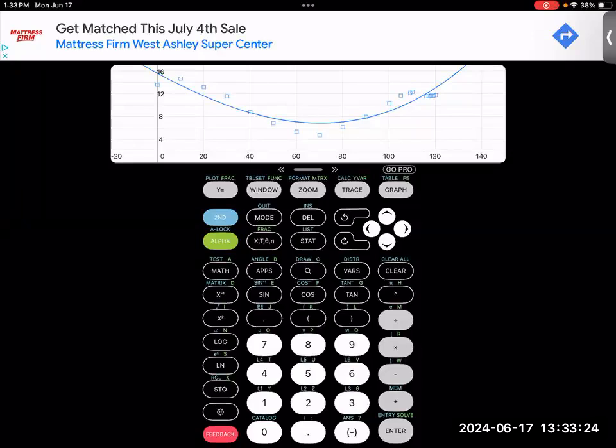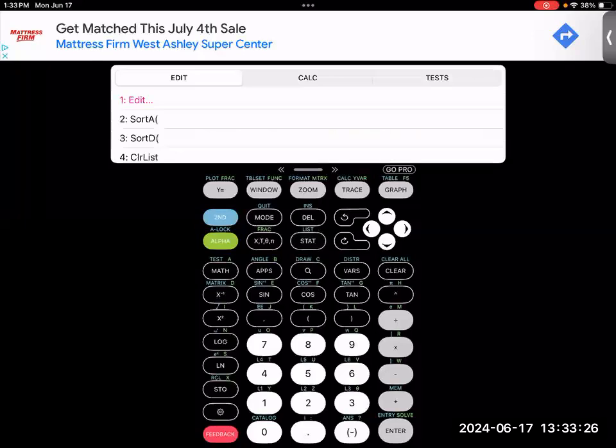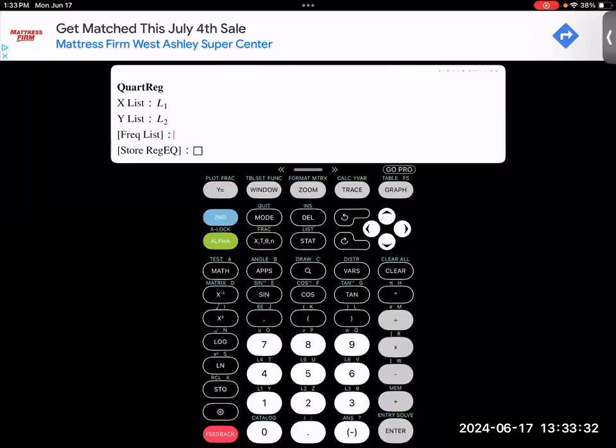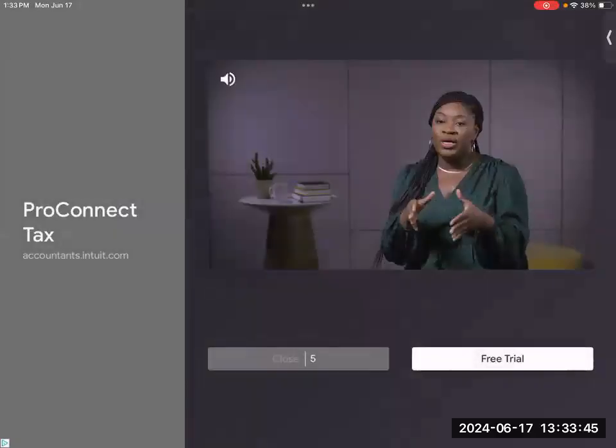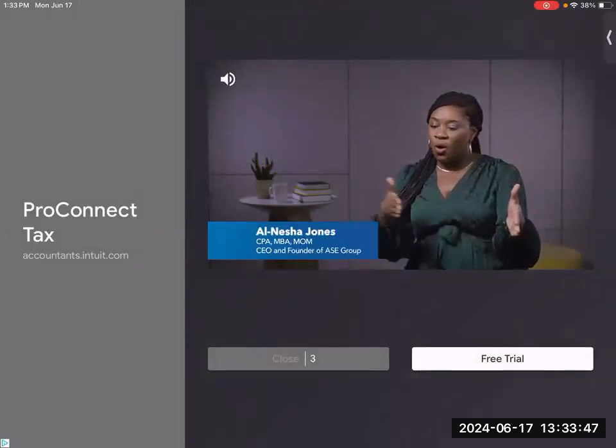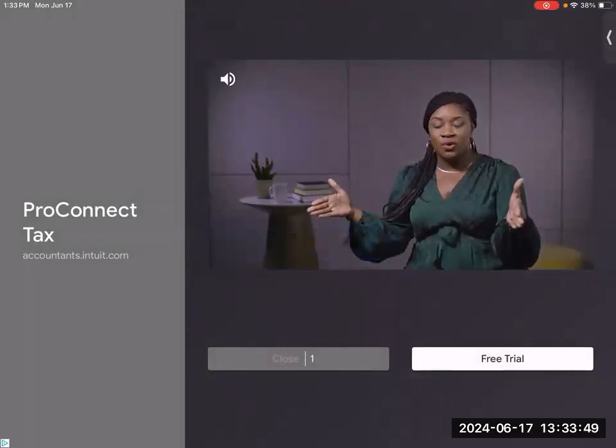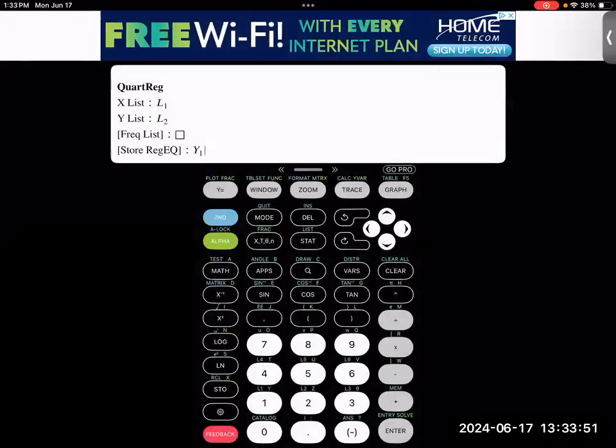So let's go ahead and go back. Instead of cubic, we're going to go to quartic. Again, just making sure that list 1 and 2 are there. Let's store your equation one more time. If you wanted to, you can make a comparison and put it into Y2 if you want. We literally start and go all the way through the end of our workflow, right?